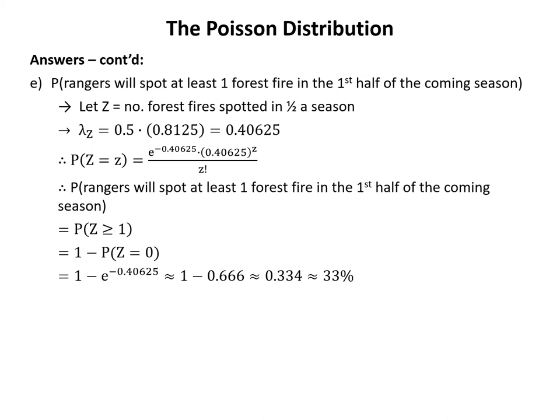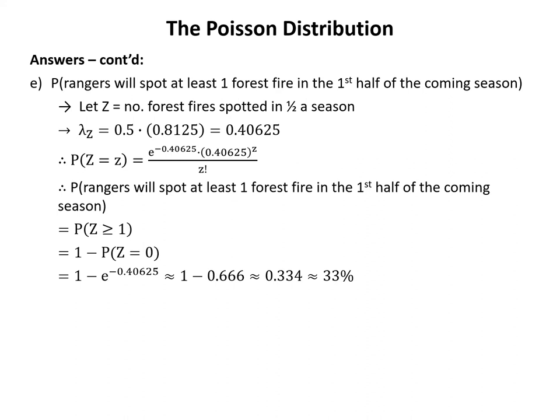Let's use Z here. If we let Z equal the number of forest fires spotted in one half of a season, then the lambda for Z will equal 0.5 times the lambda for X. So 0.5 times 0.8125. We get a lambda here of 0.40625. That gives us a probability distribution function equaling e to the minus 0.40625 times 0.40625 to the power z divided by z factorial.